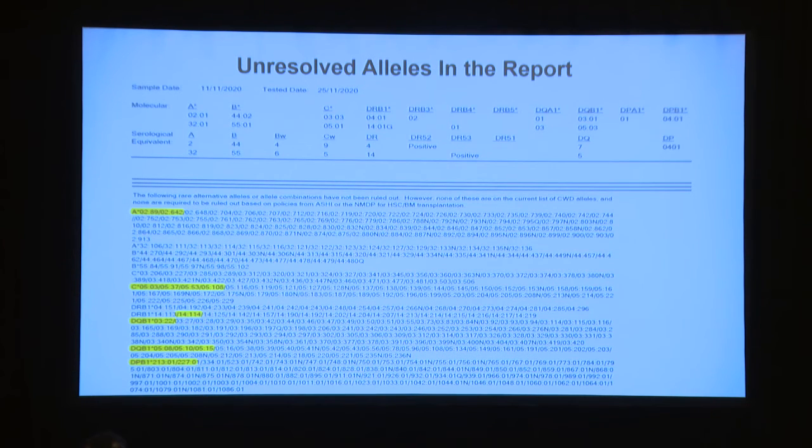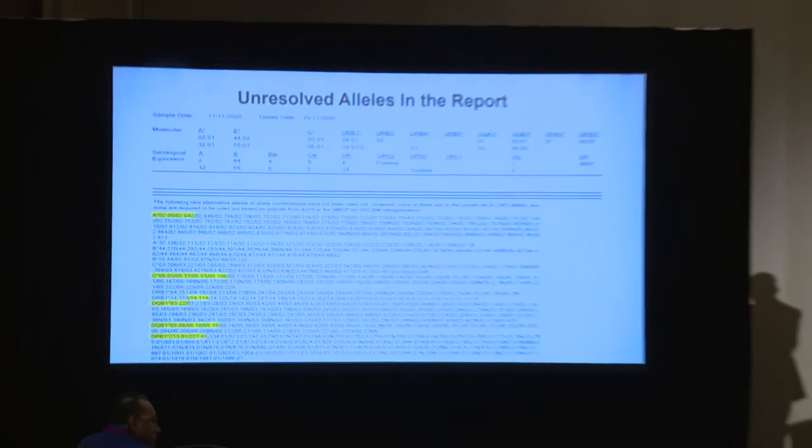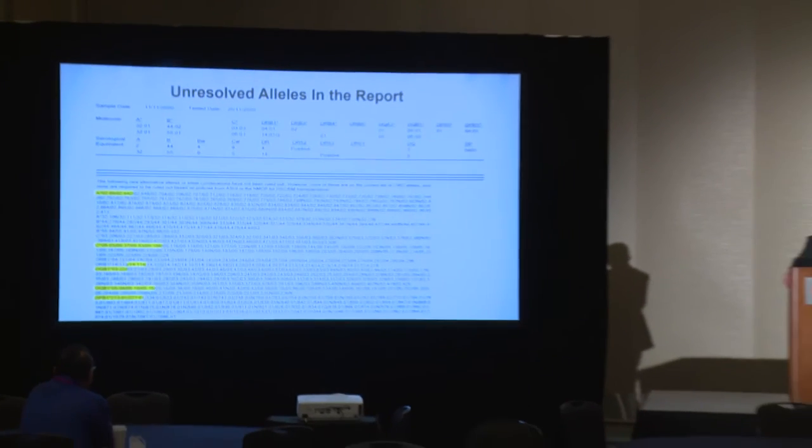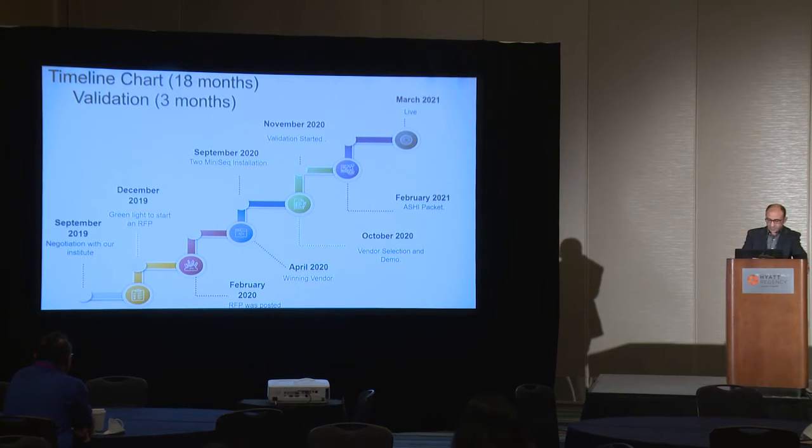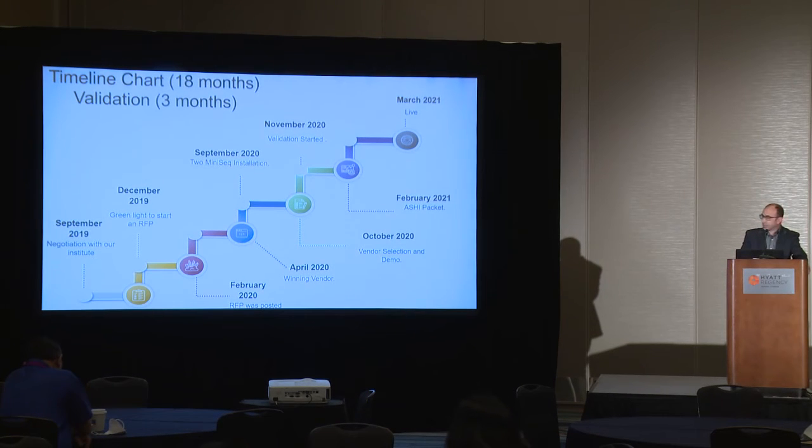So this means that the method we were using had become outdated, and we had to move on and carry on with NGS. This is the timeline of when we started to implement the NGS. It took us 18 months from start to finish, but the actual validation only took 3 months.